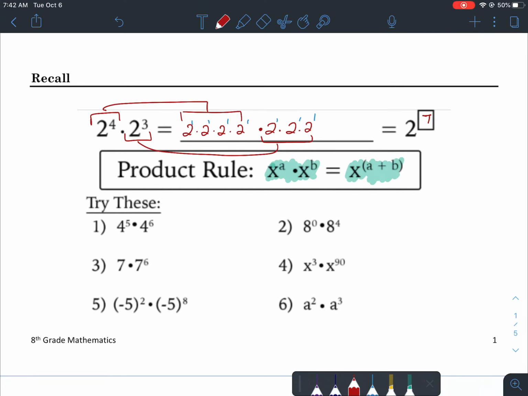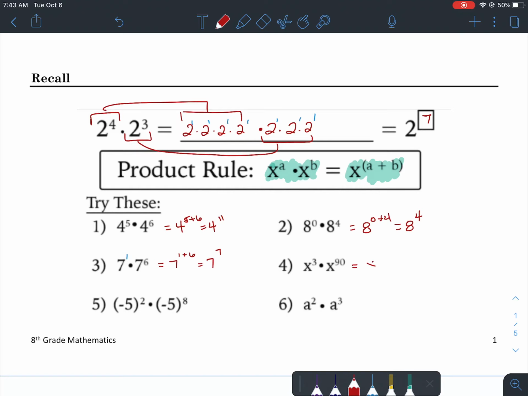All right, let's take a look. So for number 1, we got 4 to the 11th, because 5 plus 6 is 11. Number 2, we have 8 to the 4th, because 0 plus 4 is 4. Here we have 7 to the 7th. Remember, there is an invisible 1 above that 7, so that has to count. You need to include that.